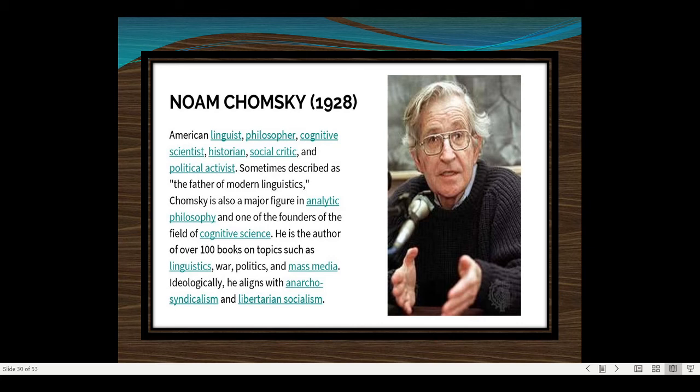He holds a joint appointment as Institute Professor Emeritus at the Massachusetts Institute of Technology, MIT. He works there as an Institute Professor, and is, of course, a laureate professor at the University of Arizona. He is the author of more than 100 books on topics such as linguistics, war, politics, and mass media. Ideologically, he associates himself with anarcho syndicalism and libertarian socialism.